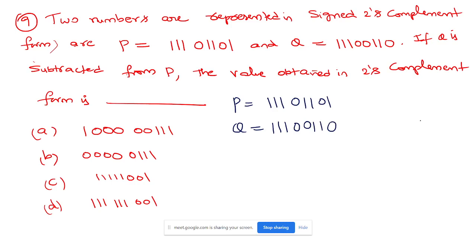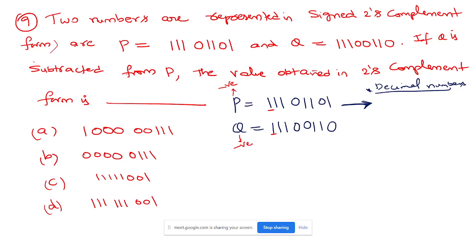See, I'm sharing the answer. For these kinds of problems, a very simple technique: we are very comfortable with the decimal number system, right? Try to convert it into decimal numbers and then see what P is. To know what P is, first you need to observe this MSB. This MSB is 1, that means P is a negative number. Look at this, Q is also a negative number.